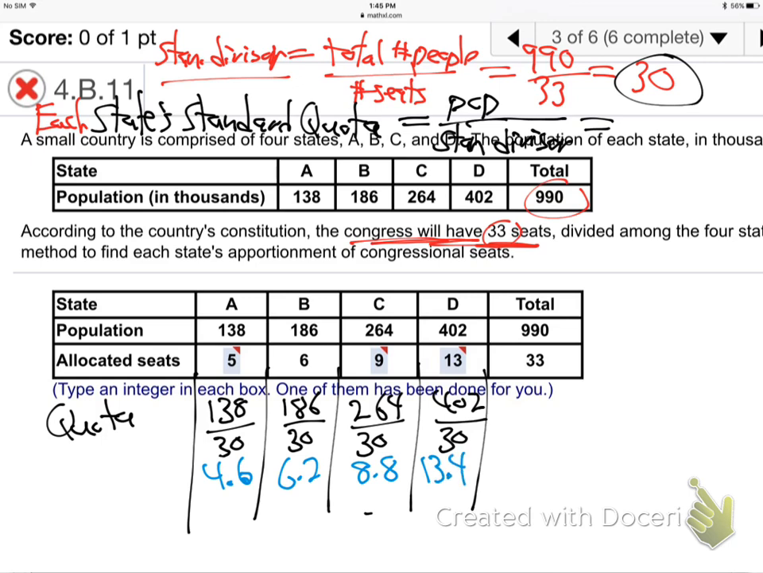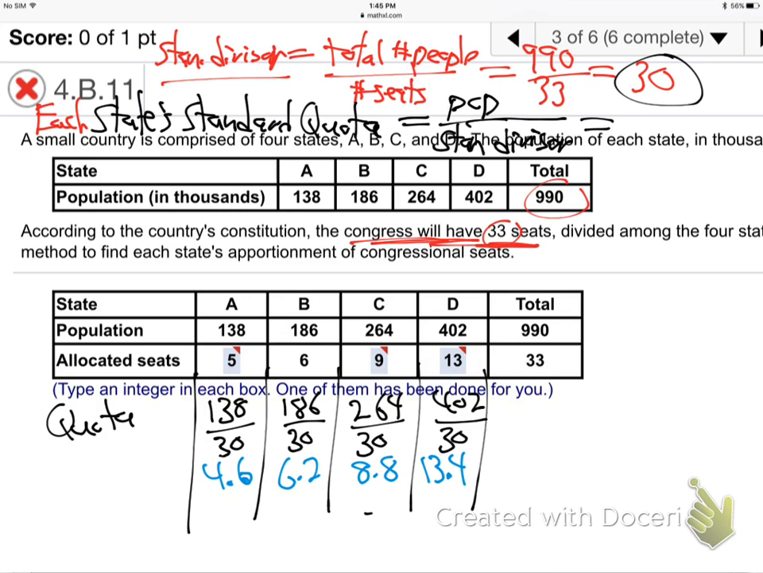Okay, now that's what they fairly, if all is perfectly fair, that's the number of seats they deserve. Right? Like State D deserves 13.4 seats to represent their population fairly, but you can't give them part of a person, right? You can't give them 0.4 of a congressman or congresswoman. You can't do that. They're either going to have 13 or they're going to have 14. You're either going to underrepresent them or overrepresent them. You've got to do one or the other. So how do we do it?